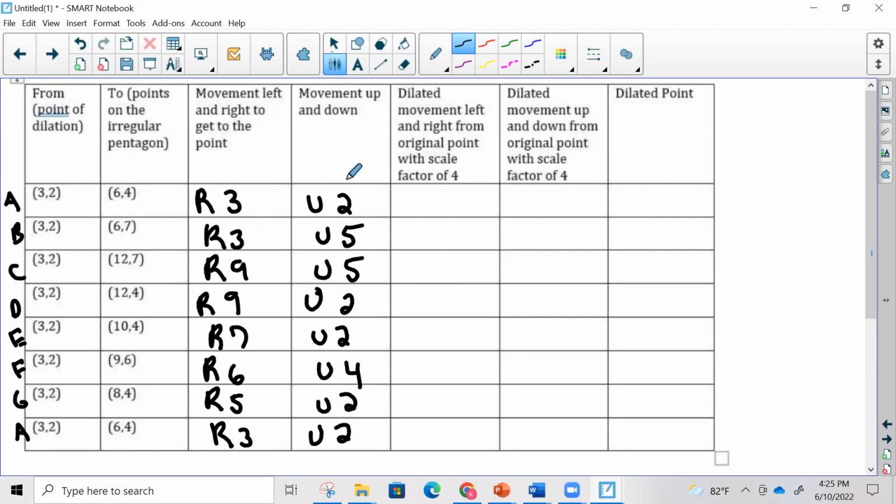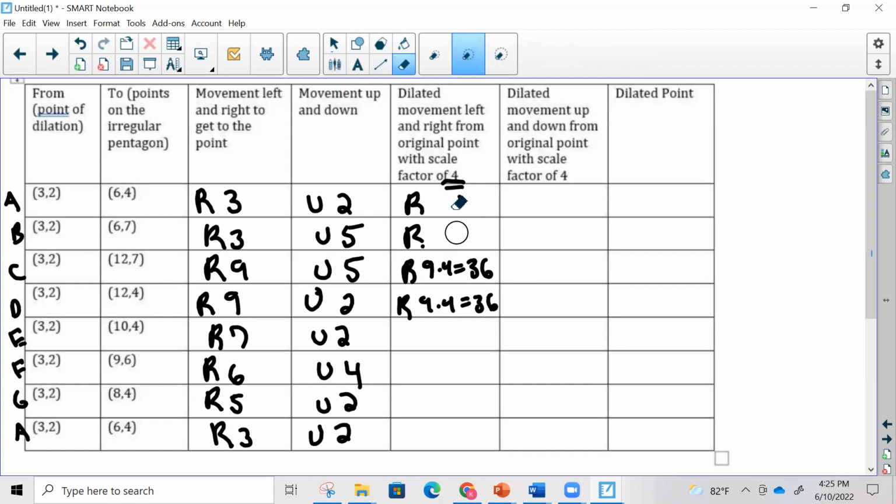So I'm going to do 3 times 4, and it's the same direction. So I'm going right 12. And then again, right 12, because I'm doing 4 times 3. So I'm multiplying all of these by whatever the scale factor is. Okay, so this one would be 9 times 4, so that's 36. This one I would do right, and then 9 times 4, which is 36. Okay, I'm just writing it so that you know how I got 12. So let me come back. This is 3 times 4.